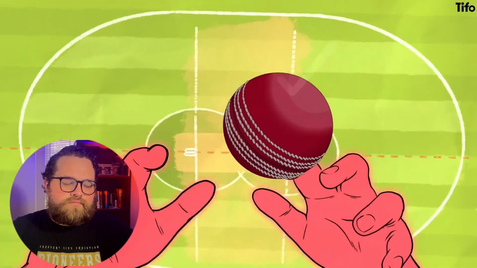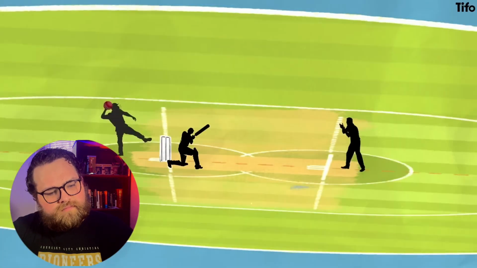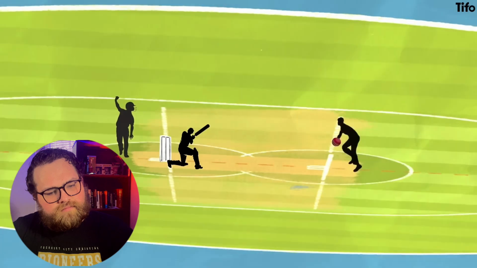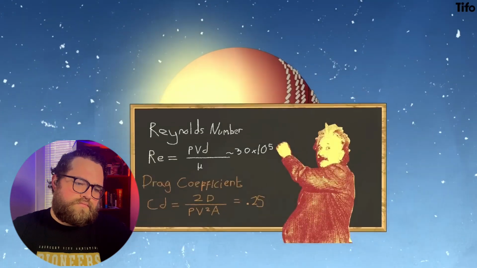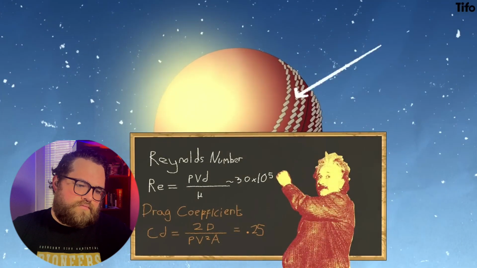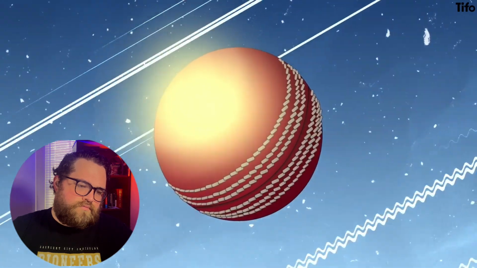For instance, in between deliveries, at least one player on the fielding side will be tasked with shining one side of the ball by rubbing it on their trousers. They do this because if the two halves of the cricket ball are in different conditions, then they'll have different aerodynamic properties. Allowing one half to degrade naturally and shining the other means that they will face different levels of resistance whilst travelling through the air.